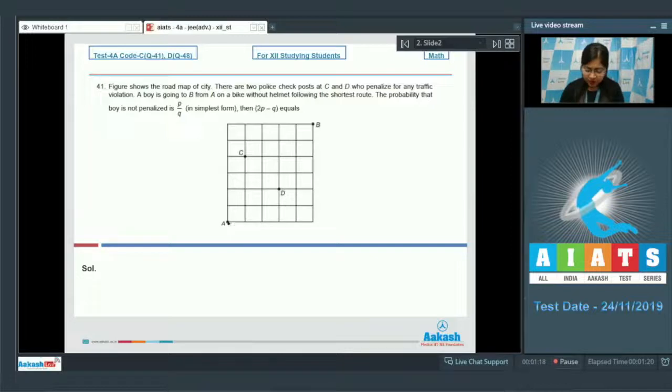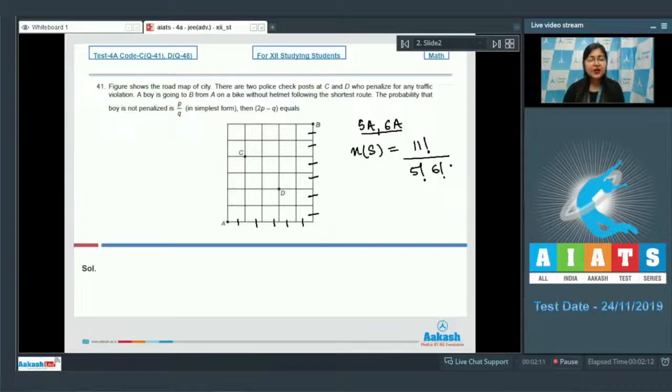Right? Now, let us talk about the total number of cases first. It is equivalent to the arrangement of 5 alike and 6 alike objects, because we have 5 steps here and 6 steps here. So the total number of elements in the sample space is equal to 11 factorial divided by 5 factorial into 6 factorial, because these 5 are alike and these 6 are also alike.